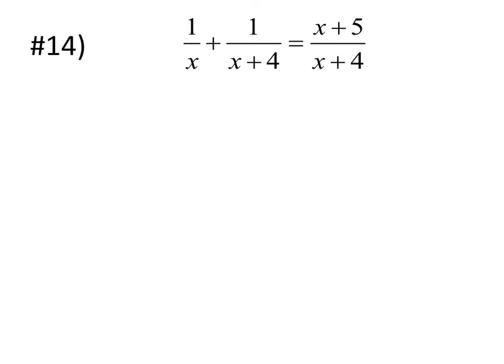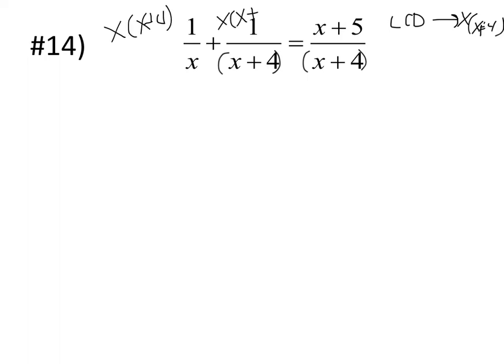Okay. First things first, I'm going to put parentheses around my binomial. Then I'm going to write my LCD. I need an x. And I need an x plus 4. And I need another x plus 4, but I've already got one. So I'm going to multiply that times every piece and see what cancels. Here my x's cancel, here my x plus 4's cancel, and here my x plus 4's cancel.